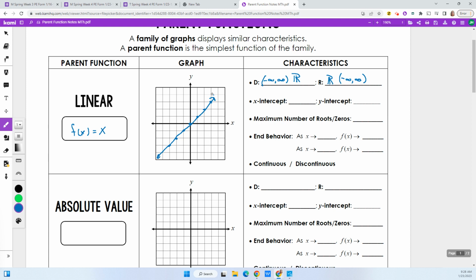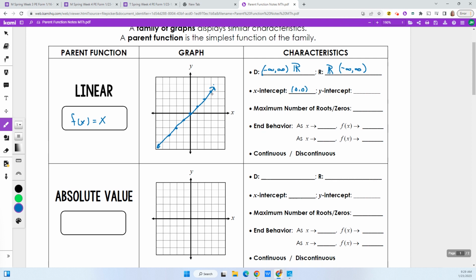X-intercept. Our x-intercept is where the line crosses the x-axis. And in this case, that is at the point 0, 0, right? The only place that it crosses the x-axis is at 0, 0. Our y-intercept is where it crosses that up and down axis. And in this case, again, it's also crossing right here at y equals 0. So our y-intercept would be 0, 0.